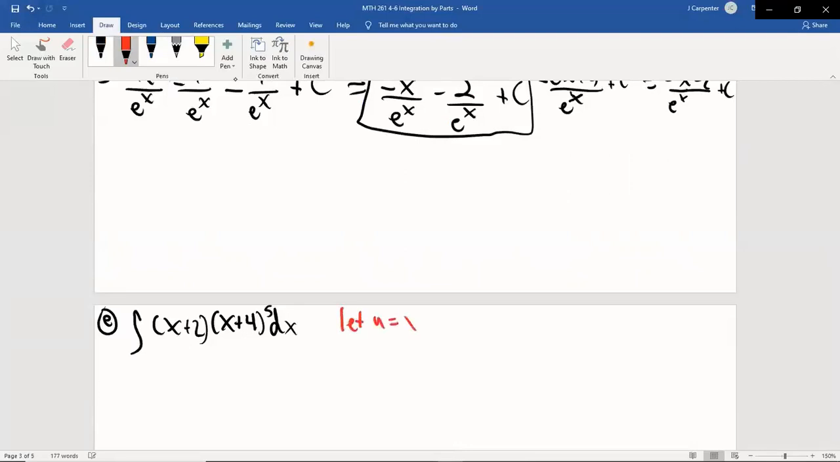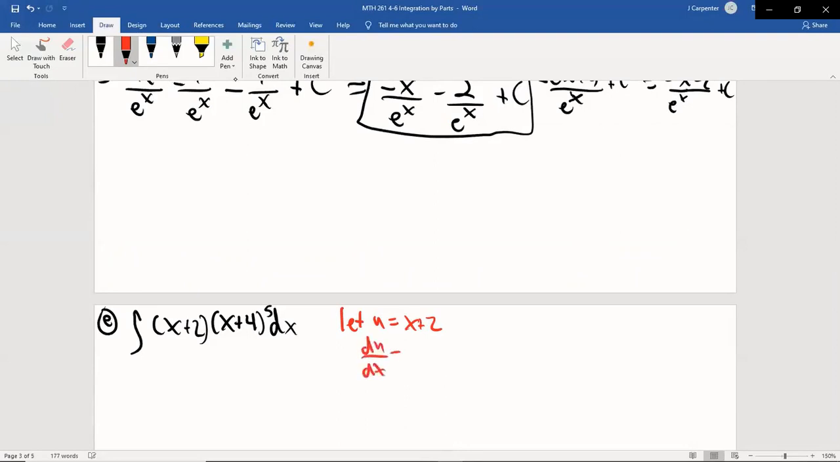I'd say x plus 2 looks simpler than something that would be like a chain rule as a derivative. Also, that's a spoiler for later. So we're going to say let u be x plus 2, and then dv will be the rest of it, which I'll write in a minute. We're going to take the derivative. This is going to be very similar to last time.